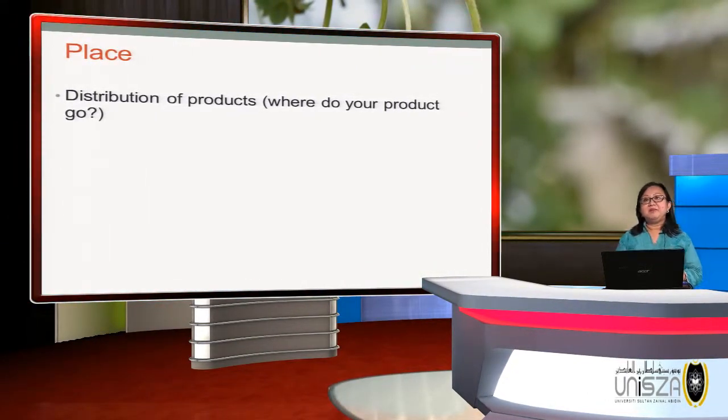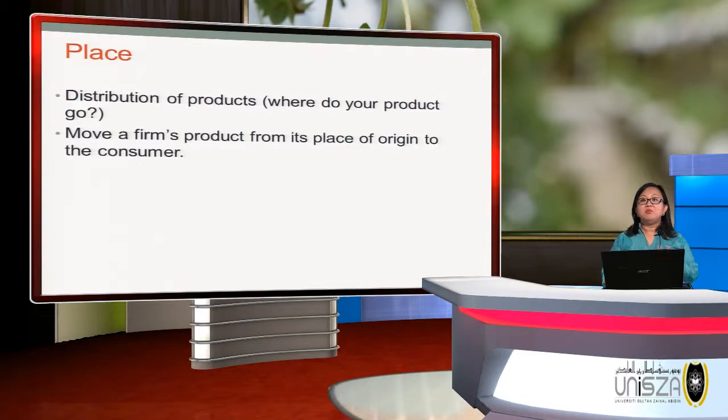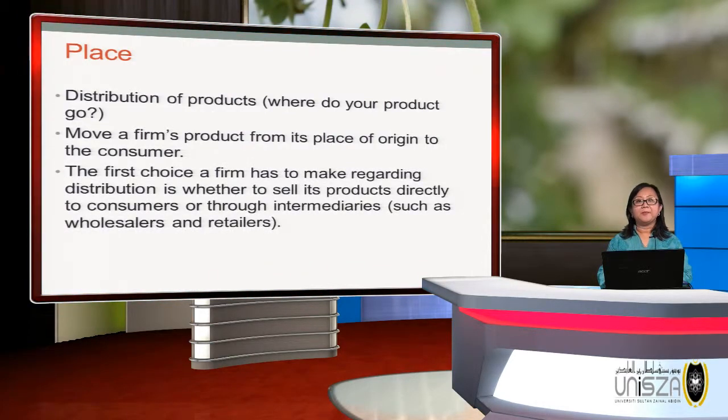The last marketing mix factor which we should remember is place. It's the distribution of products. So where do you want your products to go? Normally it is the movement of your firm's product from one place to another until it reaches the consumer. In marketing, the first choice a firm has to make regarding distribution is whether you want to sell your products directly to consumers or through intermediaries, such as wholesalers or retailers.